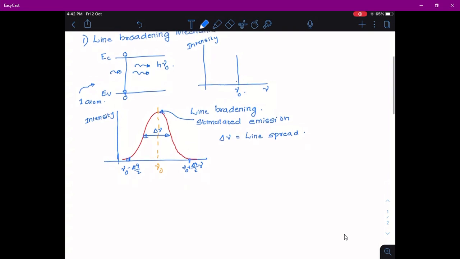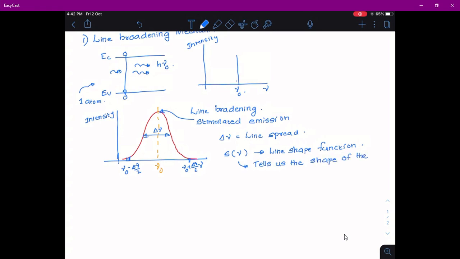We also define something called S of nu, which is called the line shape function. The line shape function tells us the shape of the curve that we are going to obtain. So this curve I can represent in terms of some kind of function. That function is called the line shape function and represented as S of nu.